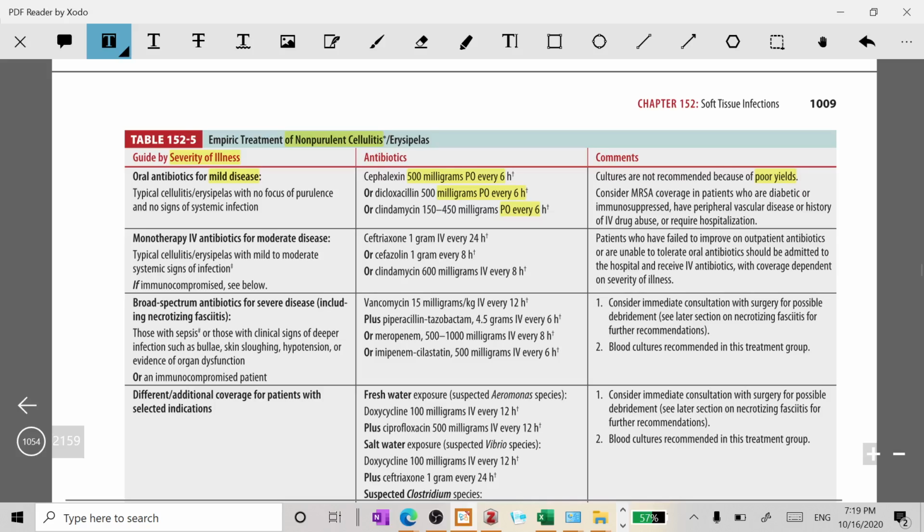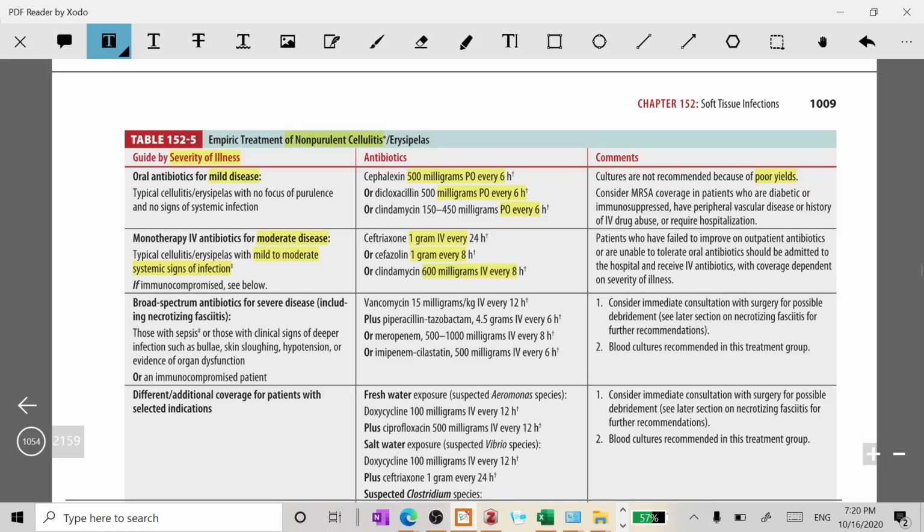In moderate disease, we may administer monotherapy IV antibiotics. This is typical cellulitis or erysipelas with mild to moderate systemic signs, and immunocompromised patients must be included in the severe category. In moderate disease, the patient can be administered ceftriaxone 1 gram IV every 24 hours, or cefazolin 1 gram IV every 8 hours, or clindamycin 600 mg IV every 8 hours.